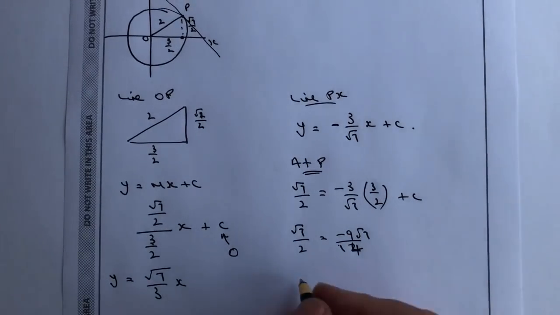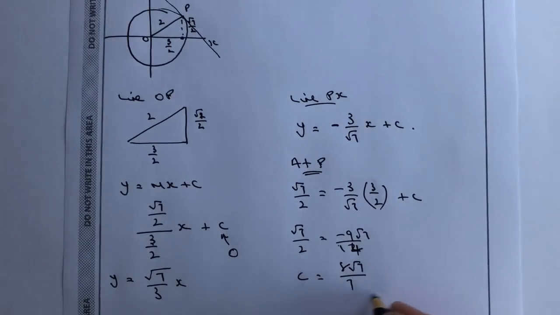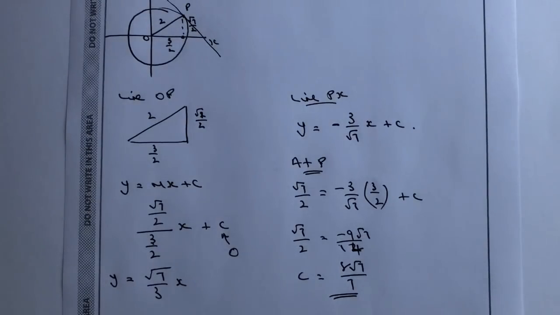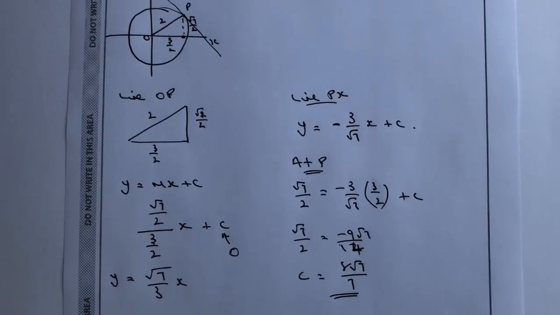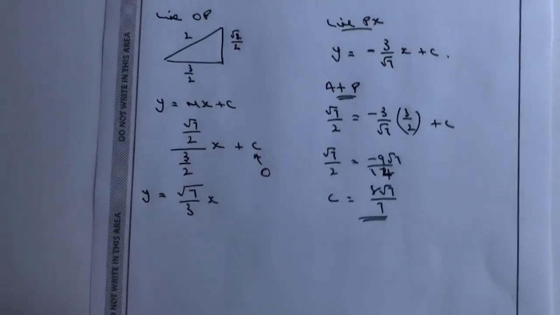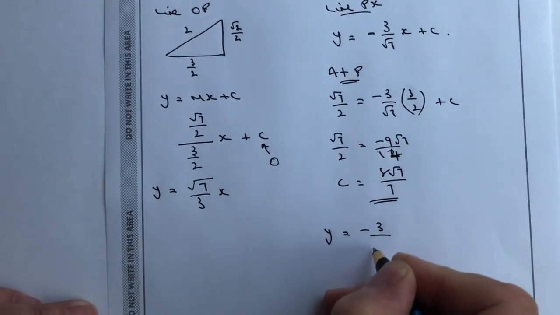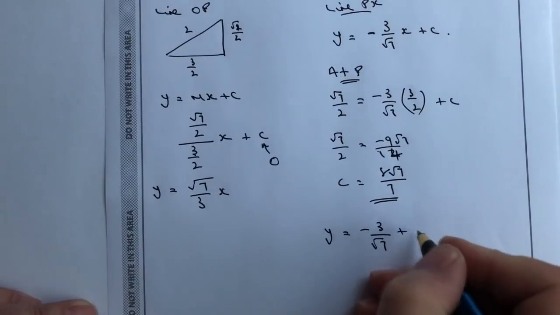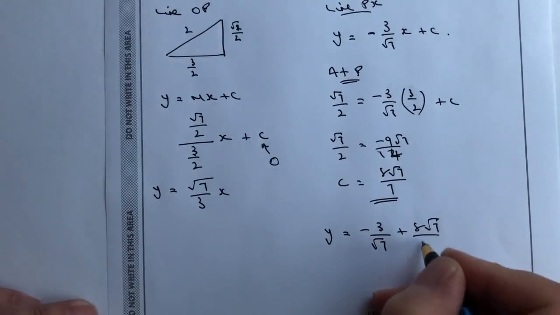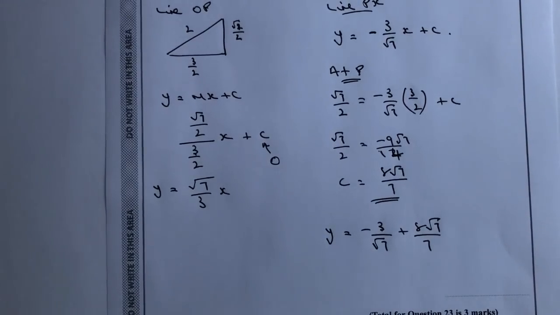What I end up with is c equals 8 root 7 over 7. Now I can put all of this together, and I end up with my gradient, which is that, and my value of c, which is that. So I can write the line PX as y equals minus 3 over root 7 x plus 8 root 7 over 7. I must admit, when I first calculated this, I was really surprised by the answer and thought I'd got it really wrong, but actually that is the correct answer.